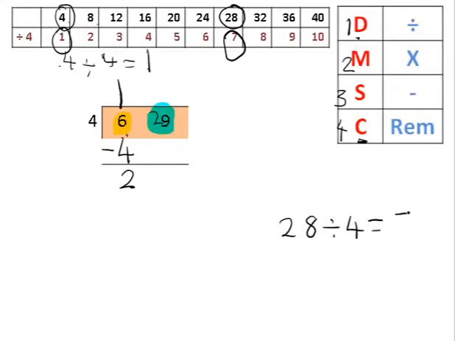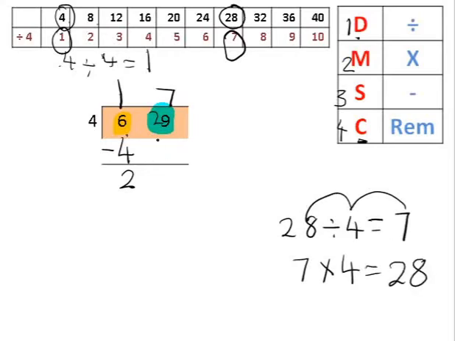Right, 28 divided by 4 is 7. How do we know that? If we do the inverse of division, we will know that 7 times 4 will give me 28. That's how we're going to know it. 7 times 4 is equal to 28. Right, so we have completed the division and the multiplication.